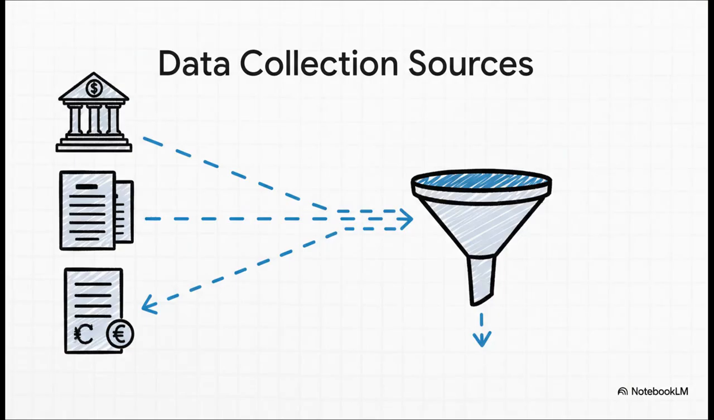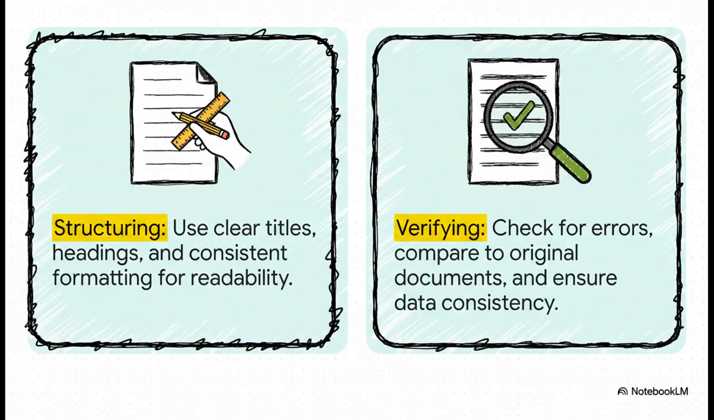Of course, a report is only as good as the data that goes into it. So where do you get that data? The guide points to these primary sources: bank statements, sales and purchase invoices, and your payroll records. Now, this is a really important distinction the guide makes. There are 2 separate but equally critical jobs here. First, there's structuring the report, making sure it has a clear title, headings, and is easy to read. And then there's the second job, verifying the data. That means checking for errors, comparing it against original documents, and making sure everything is consistent.